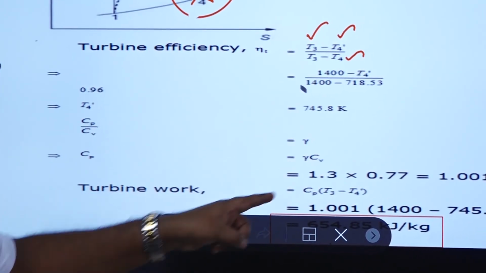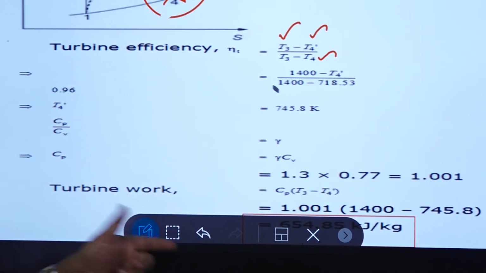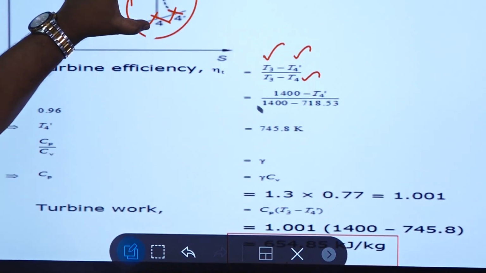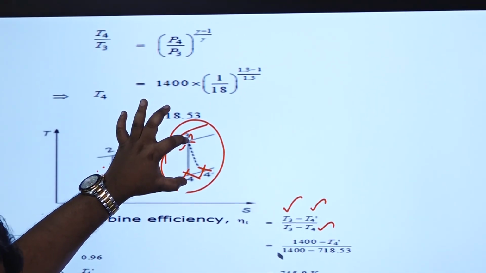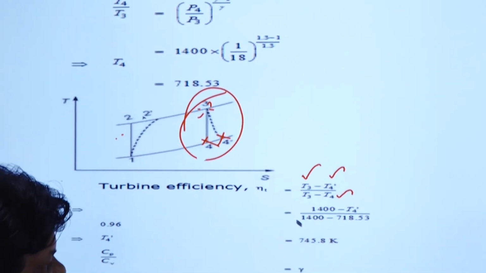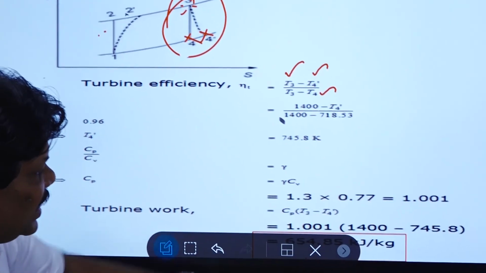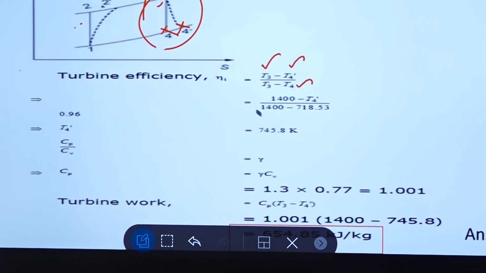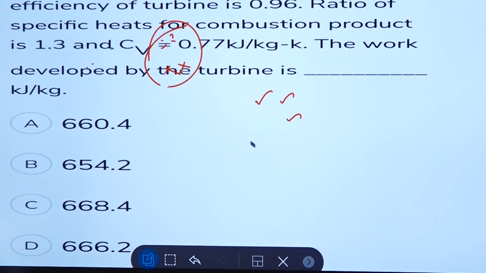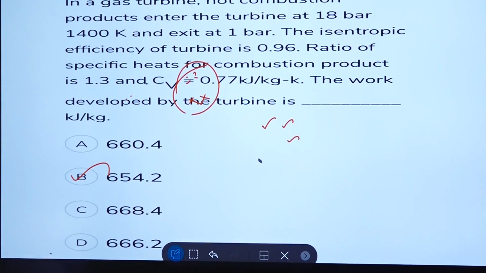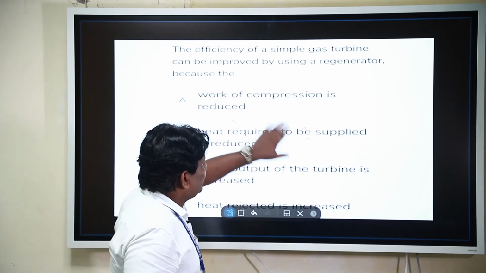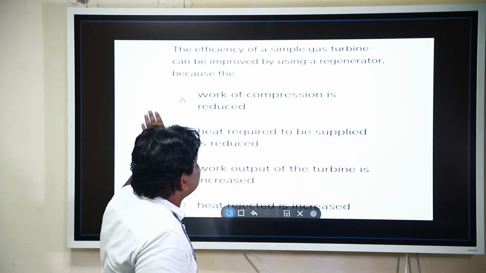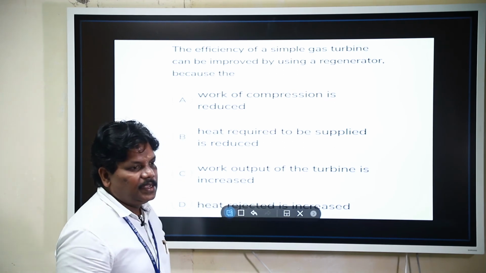You know that Cp by Cv is gamma. Then you find the value. The turbine work here is Cp into T3 minus T4. So now you know all the values, so you can easily write the answer is around 654. So the answer is B, it is around 654.2.